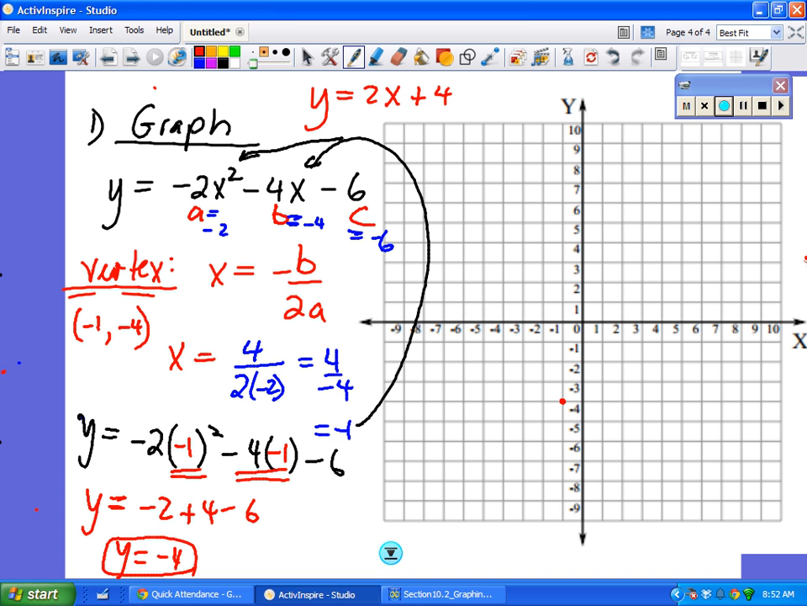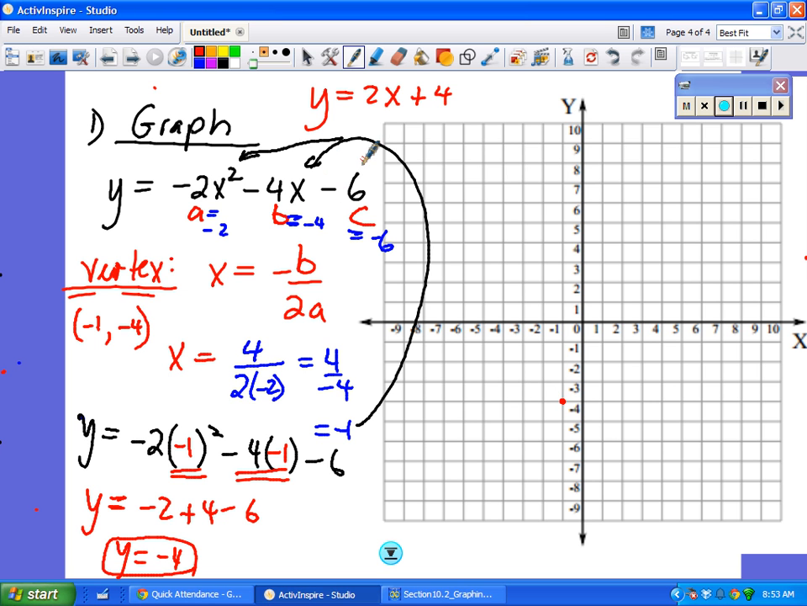The y-intercept is -6. Do we have a happy face or a sad face? Sad face. So we know this is going to bend downward. By the way, what's the next important point on the parabola? The y-intercept. And what's the y-intercept all the time? It's always going to be the C.